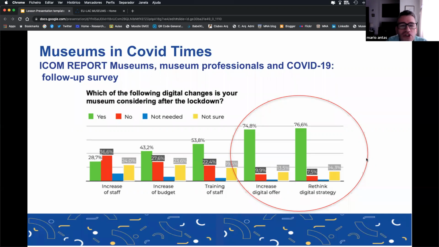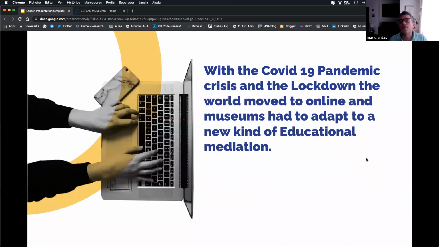If we look closer at these two indicators, increasing the digital offer and rethinking the digital strategy, these are very important tasks because the majority of museums before the lockdown didn't have a digital strategy. They have, of course, social media, but they don't think in a digital way. They don't have a very developed digital strategy, and the digital offer was not very varied, which means the digital offer was poor in the majority of museums as well. So, with the COVID-19 pandemic crisis and the lockdown, the world moved online. And of course, museums have to adapt to this new kind of educational mediation.